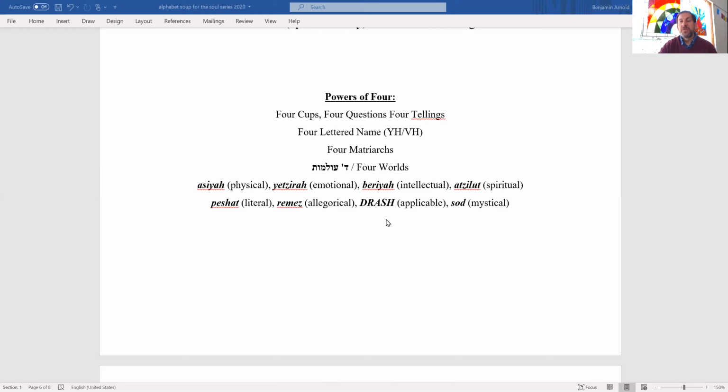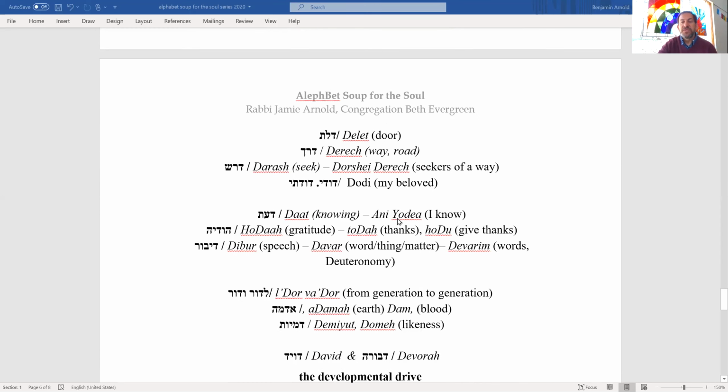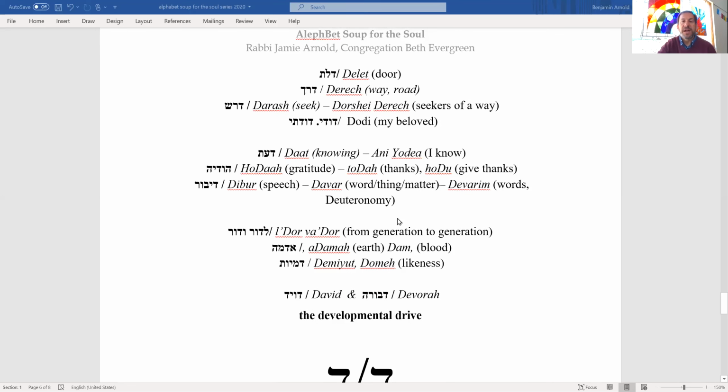So drash, this aspect of the four worlds in the intellectual, applies to the understanding of the letter Dalet because of the seeking, the striving after meaning, right? The Dalet represents that striving after meaning and purpose, an endpoint, a destination. It is destination driven.